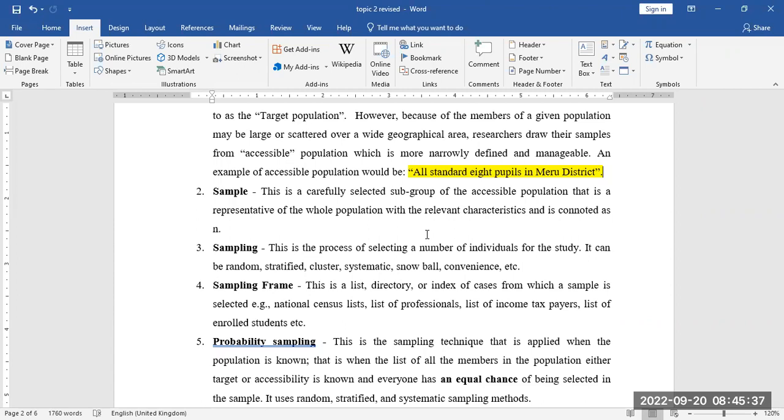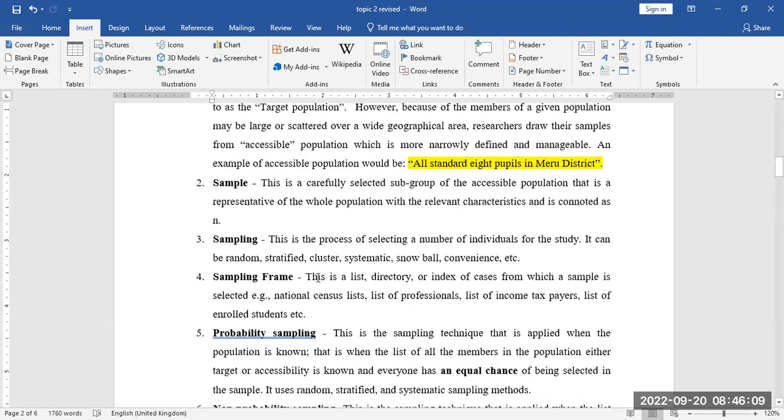So therefore, a sample is a carefully selected subgroup of the accessible population that is representative of the whole population with the relevant characteristics, and denoted as n. Remember, population is denoted as capital N. So whenever you see capital N, it is the population. Whenever you see small n, it is the sample.